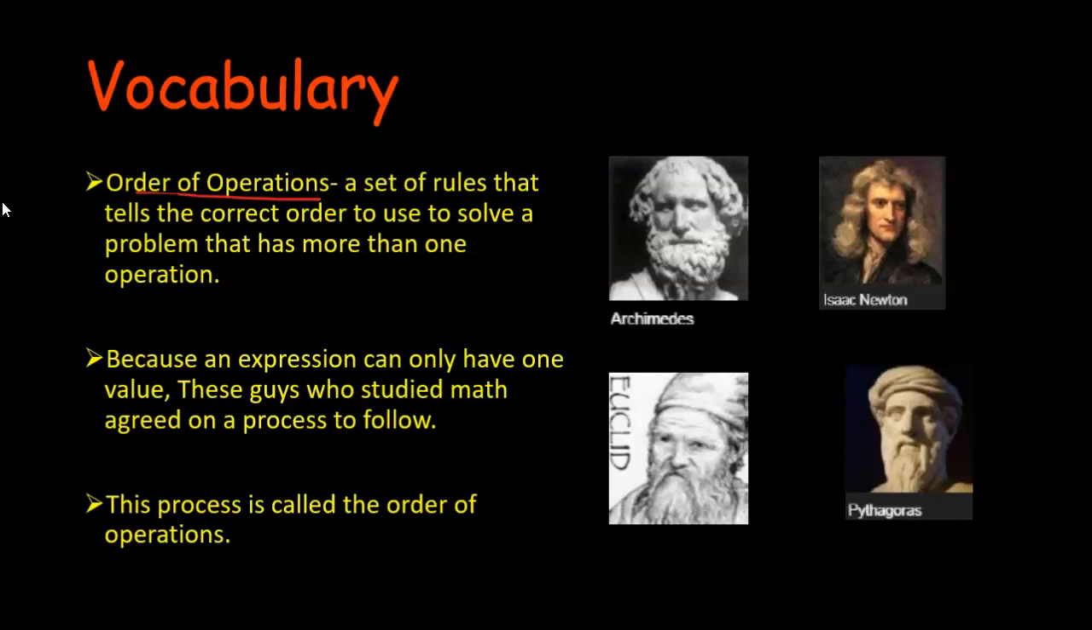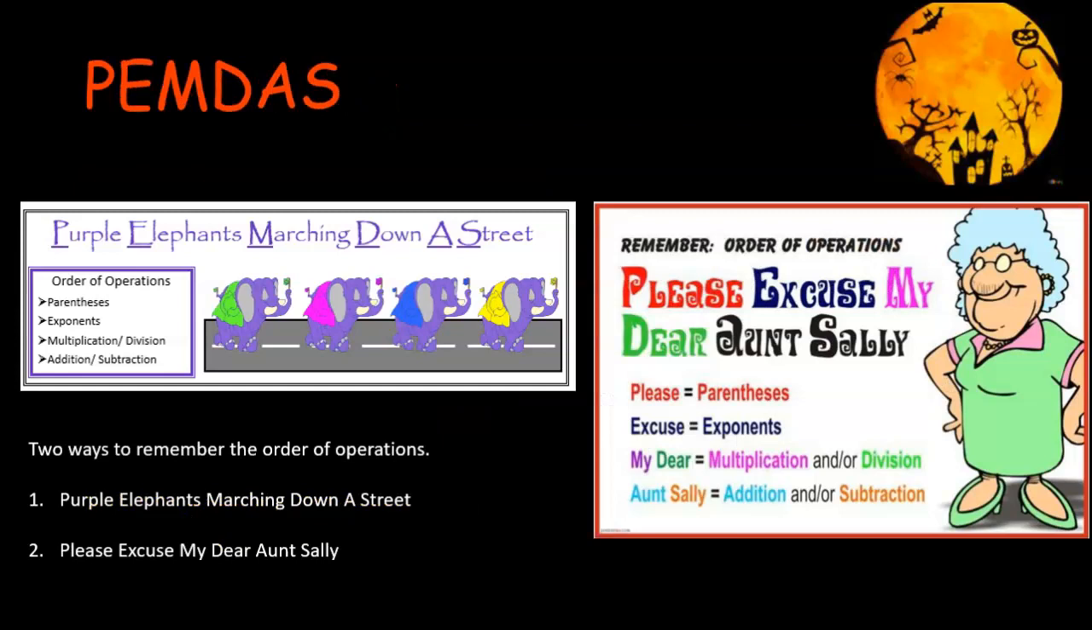Because an expression can only have one value, these guys over here studied math and they agreed on a process for everybody to follow so we all get the same answer. This process is called the order of operations. We have Archimedes, Isaac Newton, Pythagoras, and Euclid. They were all big names in math, and they made the rules that we're going to talk about today. There's those purple elephants marching down a street.